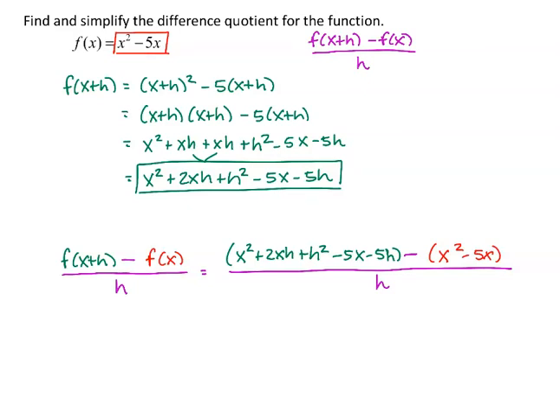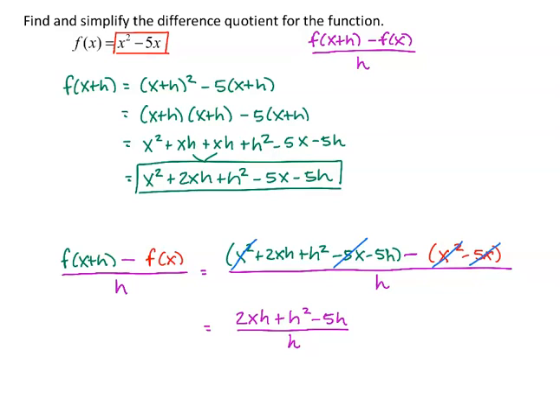So there's a lot of terms up in the numerator, but we have some like terms. Notice if you take x squared minus x squared, those cancel out. If you take a negative 5x minus a negative 5x, those cancel out as well. So let's write down what's left here. So we're left with 2xh plus h squared minus 5h all over h.